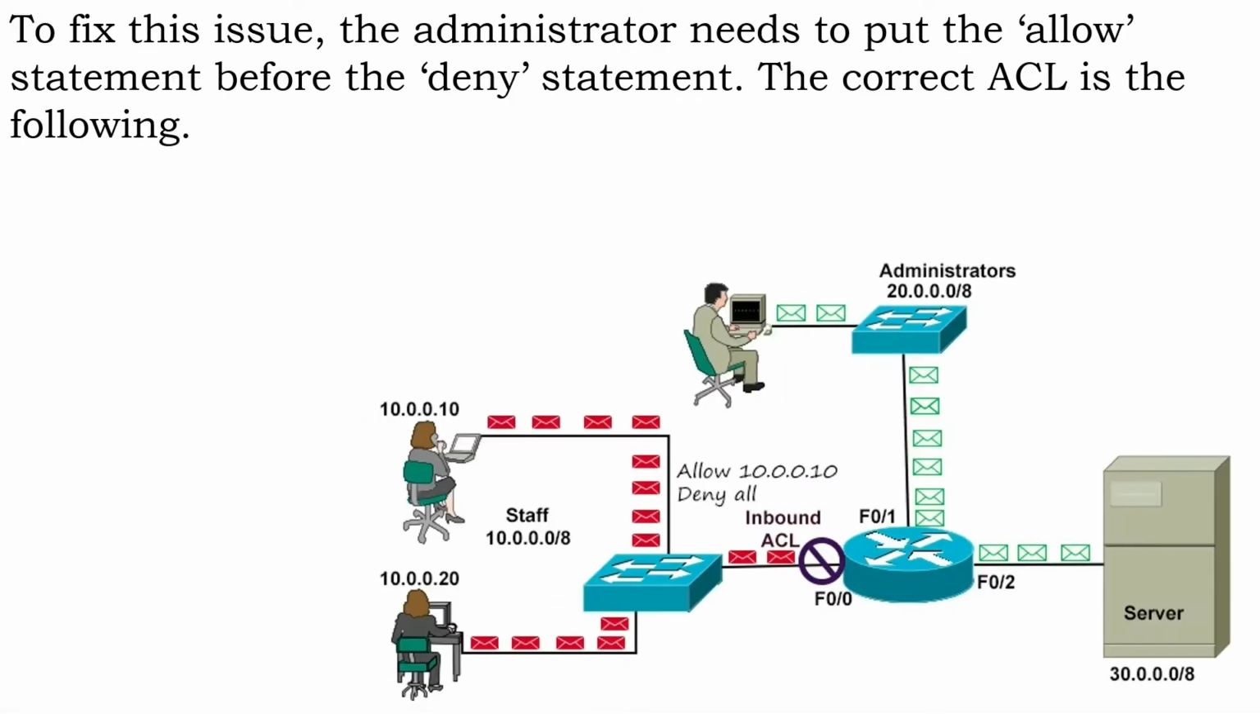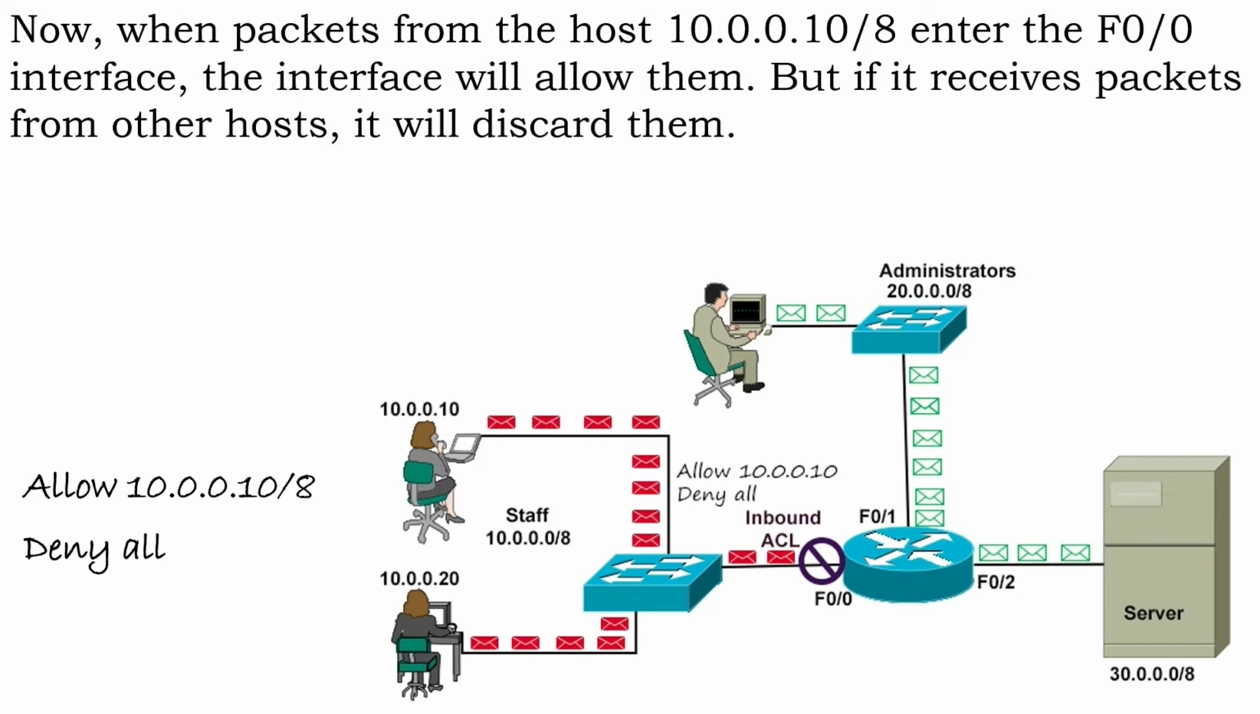To fix this issue, the administrator needs to put the allow statement before the deny statement. The correct ACL is the following. Allow 10.0.0.10/8, deny all. Now, when packets from the host 10.0.0.10/8 enter the F0/0 interface, the interface will allow them. But if it receives packets from other hosts, it will discard them. Let's understand why this will happen.